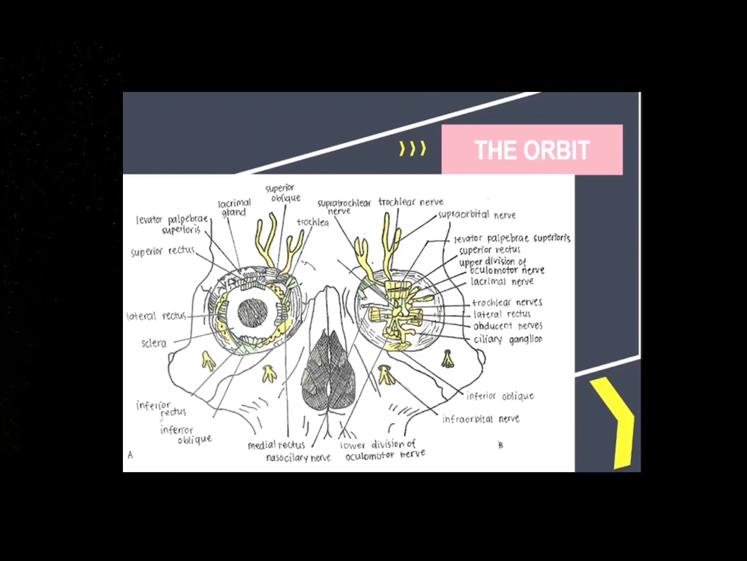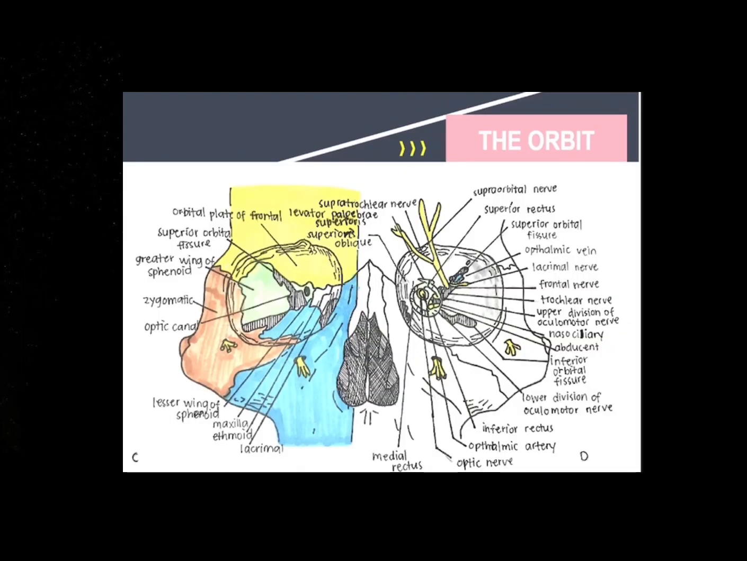The orbit is a pyramidal cavity with its base anterior and its apex posterior. The orbital margin is formed above by the frontal bone. The lateral margin is formed by the processes of the frontal and zygomatic bones. The inferior margin is formed by the zygomatic bone and the maxilla, and the medial margin is formed by the processes of the maxilla and the frontal bone.